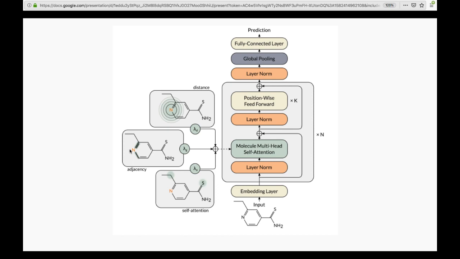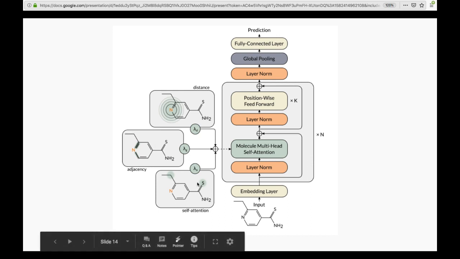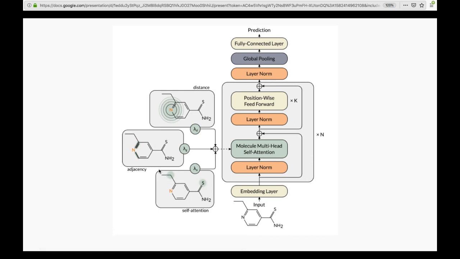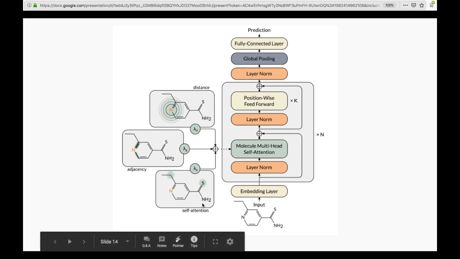And the adjacency matrix will describe your neighbors. Are you neighbors of each other? A distance matrix will decide how far away atoms are from each other, and if you're too far away, we probably don't want to pay too much attention to it. If you're not neighbors to each other, then we probably also don't want to pay too much attention to it. And this self-attention basically is learned. You can pay attention to atoms that are very far away and non-neighbors to you, whatever you want, as long as the model feels that's important. And definitely the model learns that from data.